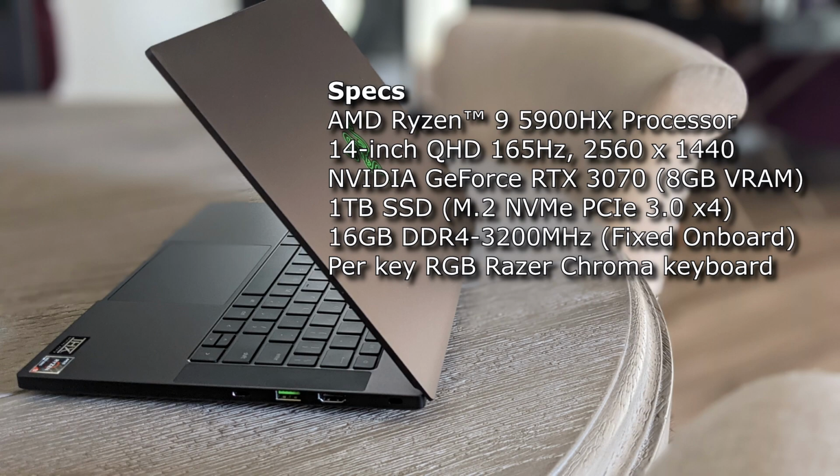The specs on this laptop include a Ryzen 9 5900HX processor, a 14-inch QHD monitor with 165Hz refresh, a GeForce RTX 3070 with 8GB of VRAM, a 1TB SSD, and 16GB of unfortunately soldered RAM. There's also a per-key RGB Razer Chrome Key keyboard. When I first did the review of the 3080, I was a little disappointed in how it performed overall for the price, so let's see how this 3070 holds up.